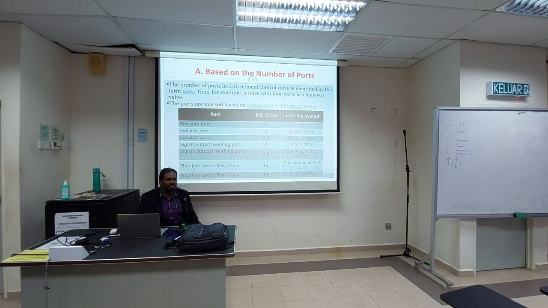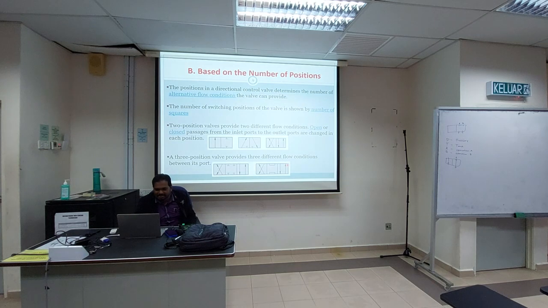Tapi macam saya prefer you tak hafal banyak-banyak. So just stick to one. So just stick to T. Okay, then exhaust ports. Yang ni kalau ada banyak lah, R dengan S. Kemudian working port ada A, B. Selalunya ada 2. Yang ni semua yang lain lah extra, Z. Semua tak ada dalam pengajaran.